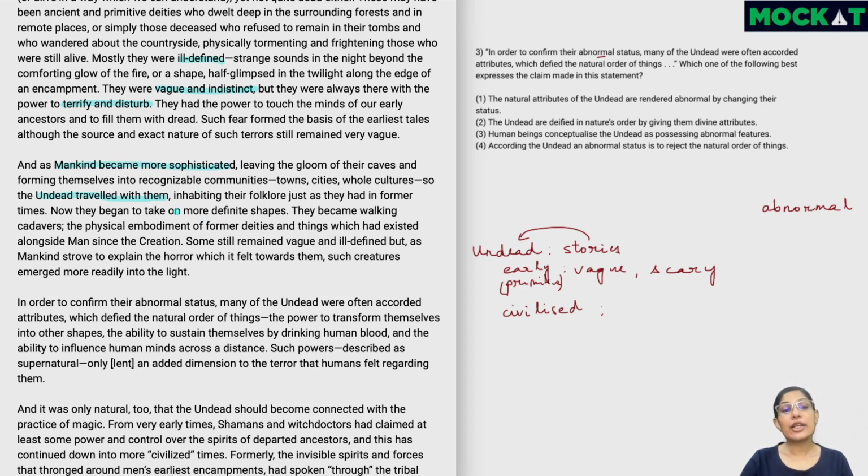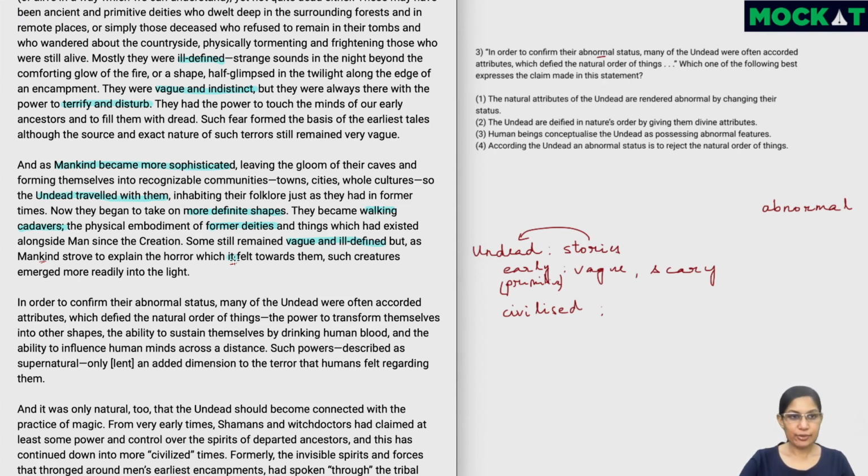Now they began to take on more definite shapes. They became walking cadavers, so walking dead bodies, the physical embodiment of former deities and things which had existed alongside man since the creation. Some still remained vague and ill-defined, but as mankind strove to explain the horror which it felt towards them, this it is essentially mankind. So mankind is used as a singular noun over here, so all of humanity.